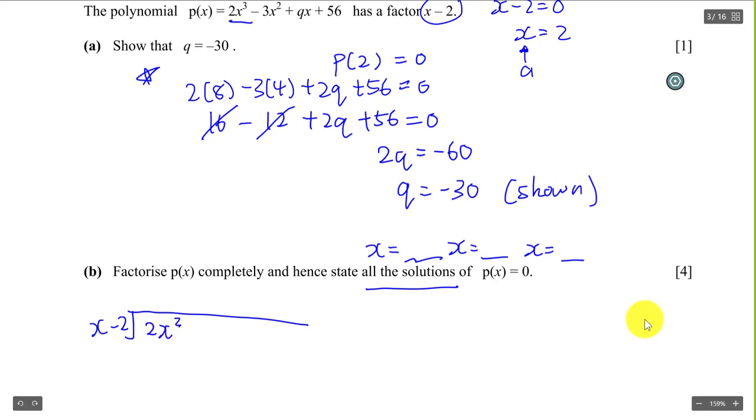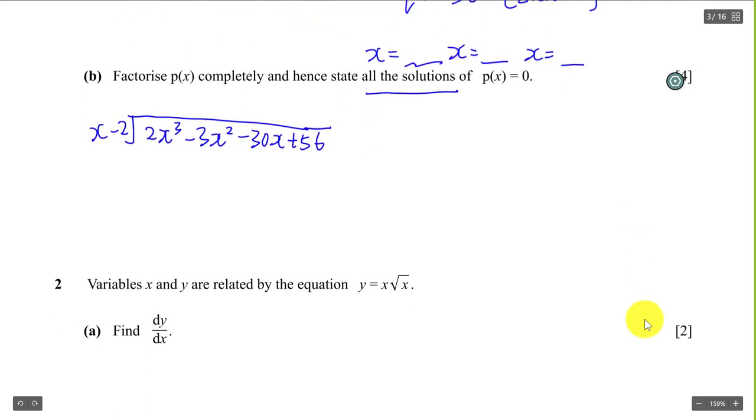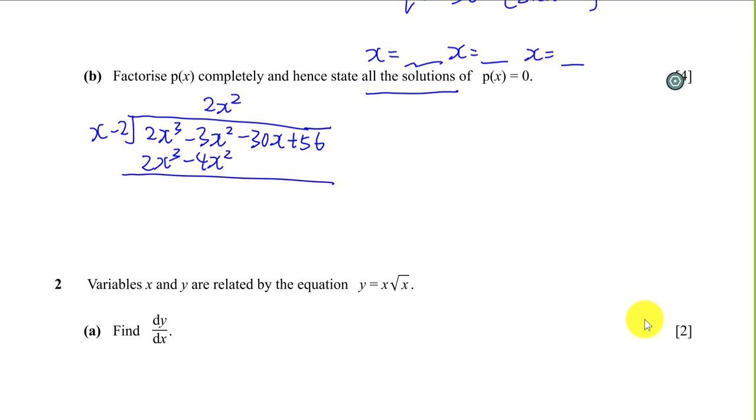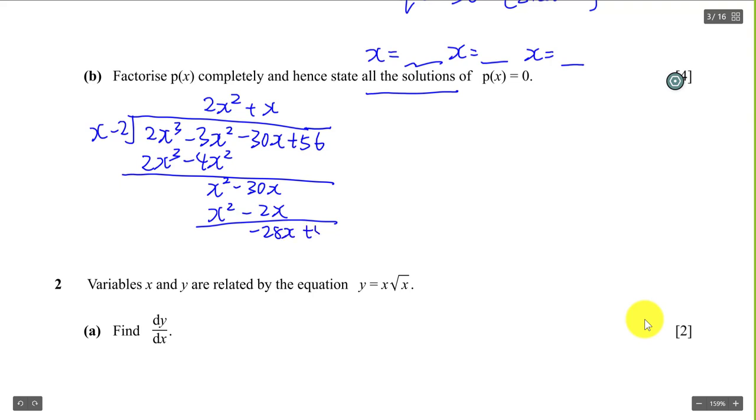So this is 2x cubed minus 3x squared minus 30x plus 56. I will just divide it. The first one is 2x squared, isn't it? So I get 2x cubed minus 4x squared. And then here there is a minus, so negative becomes positive. This one will be x squared minus 30x, so it will be plus x. So I will have x squared minus 2x. So this one is negative 28x plus 56. So I get negative 28x plus 56.